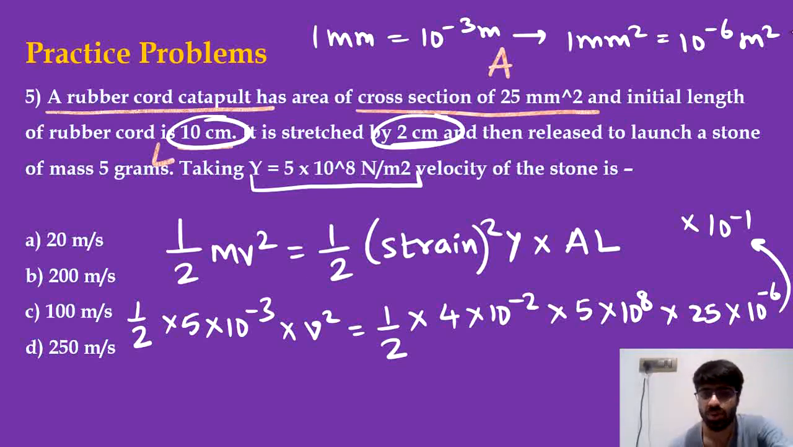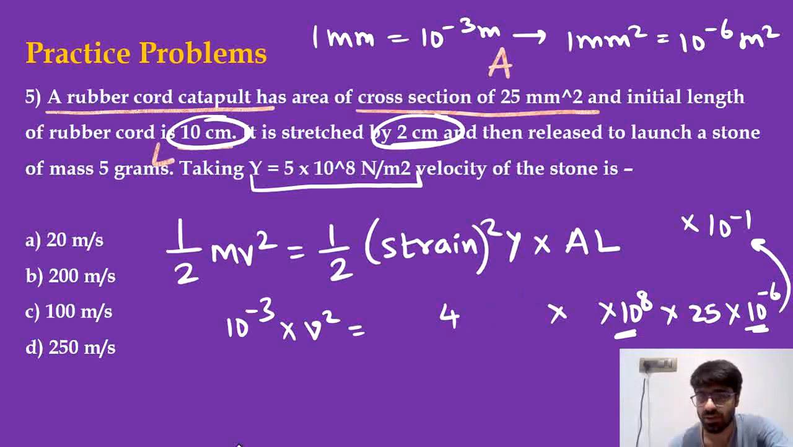Let's cancel off the terms which we can cancel on the left and right. So a half gets cancelled, a 5 gets cancelled. Let's just eliminate them, so that we can see only the numbers that we have to deal with. 10 power minus 2, 10 power 8 and 10 power minus 6, all of them get cancelled amongst themselves. So all that we are left with is 4 into 25 into 10 to the power minus 1.